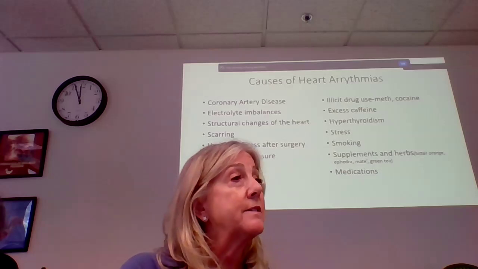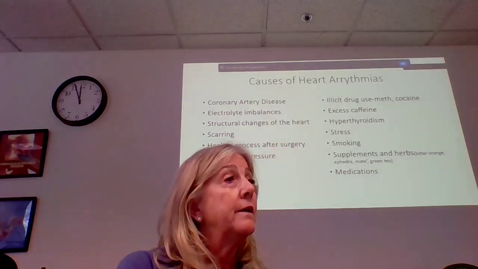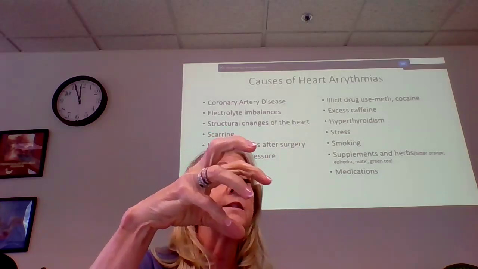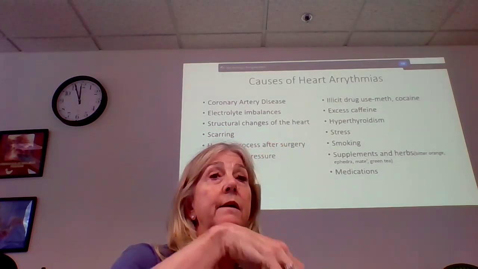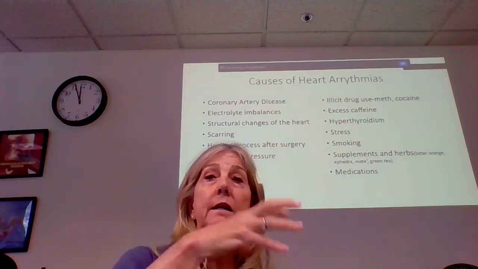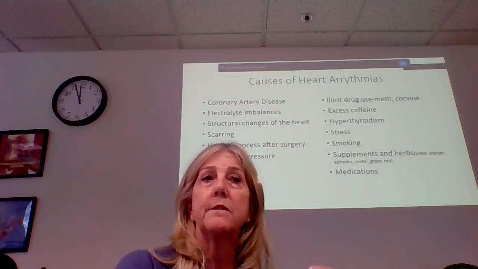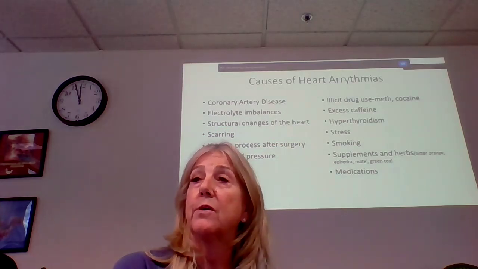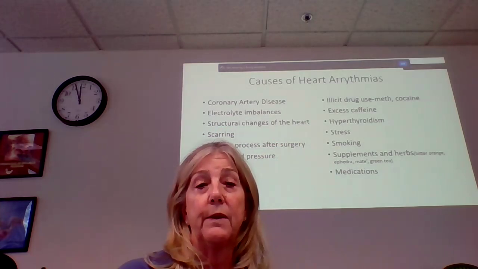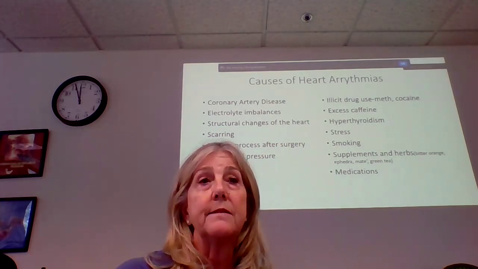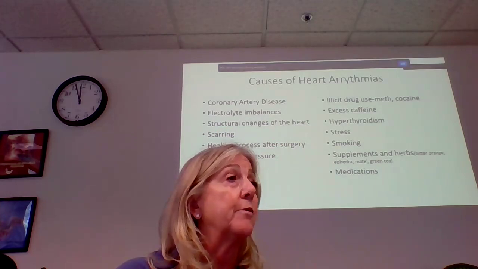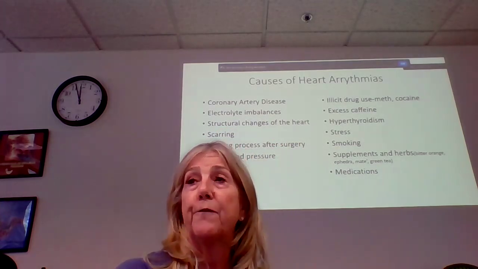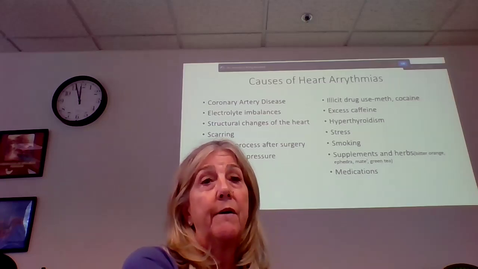Having blockages in the arteries that go to your heart is a common cause for a heart arrhythmia. If your heart muscle isn't getting enough blood and oxygen because there's a blockage in those arteries, then of course the muscle is not going to be able to contract well. The fibers going through there can't work the way they should because there's not enough blood and oxygen. So that can cause an arrhythmia. Electrolyte imbalances such as low potassium, magnesium, or high potassium, high magnesium, can cause arrhythmias. That's one of the first things they might check, depending on the type of arrhythmia you're having.